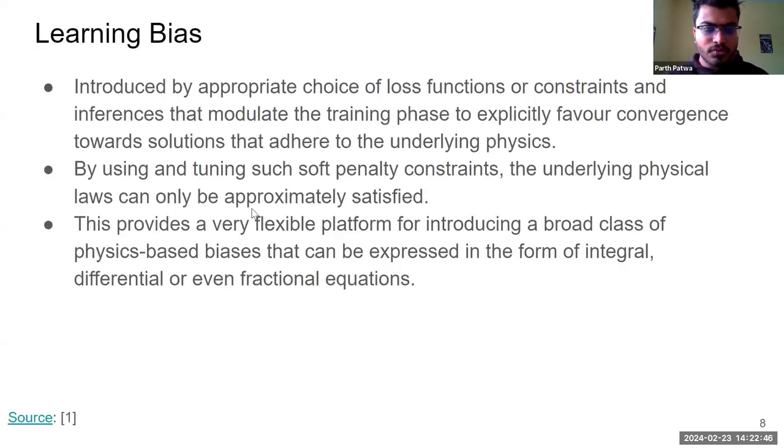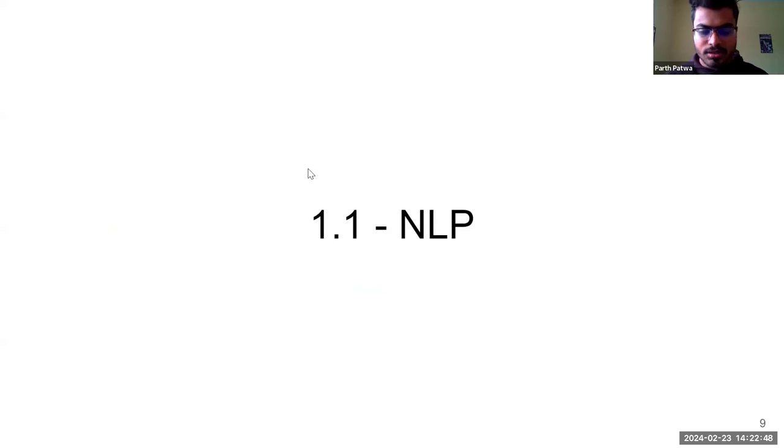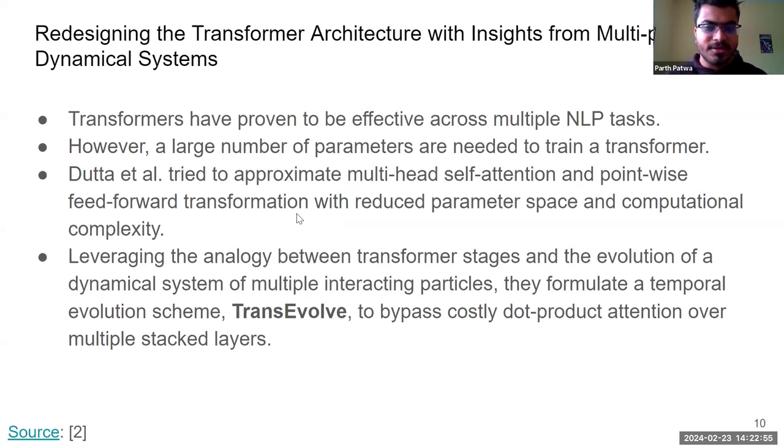Okay, so now that I covered the basics, let's look into clear applications of how physics is being used in NLP. This is one paper that I'd like to present. Here, it's not exactly physics-informed ML, but it is physics-inspired ML. So we know that transformers are very effective across multiple tasks, but they have a large number of parameters which need to be trained.